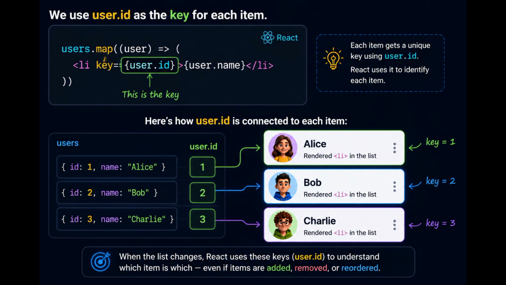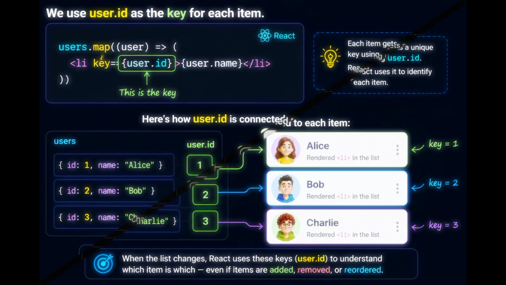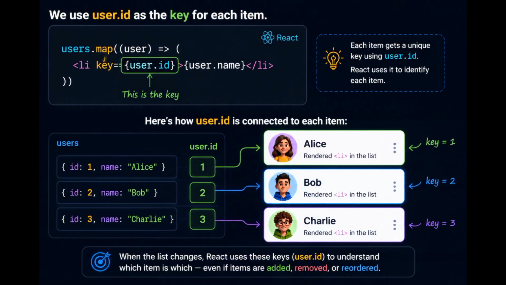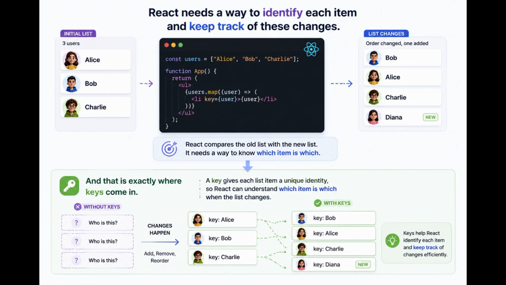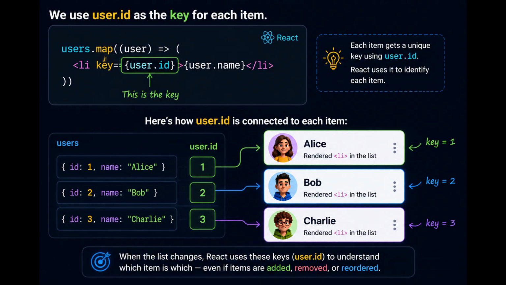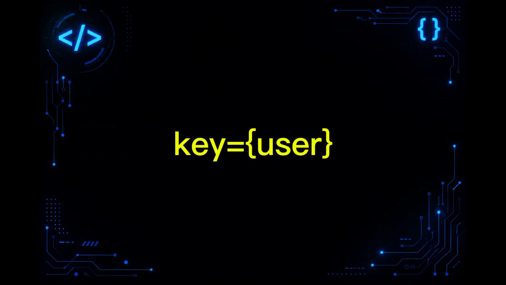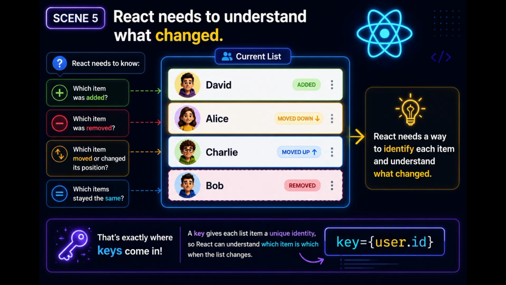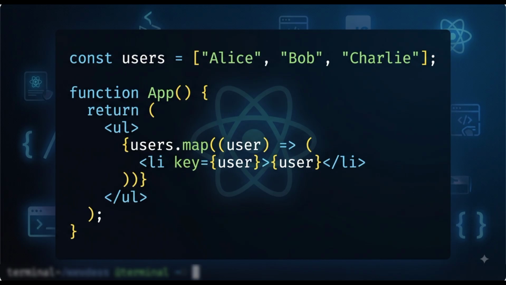Which item is still the same, which item was added, which item was removed, and which item simply changed its position. React needs a way to identify each item and keep track of these changes, and that's exactly where keys come in. A key gives each list item a unique identity, so React can understand which item is which when the list changes. Let's see the code.